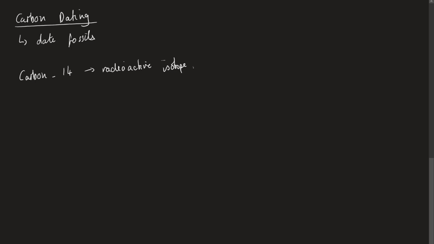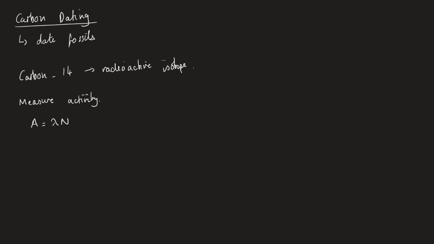This is then analyzed. What we do is we measure the activity of the carbon-14. And now what we've said before is that we know the activity is lambda times N, which means that the activity is going to change over time.